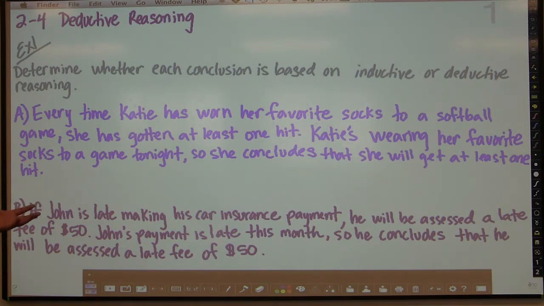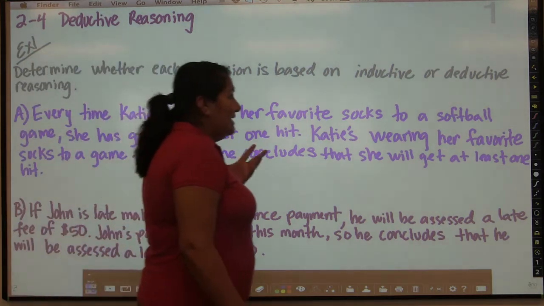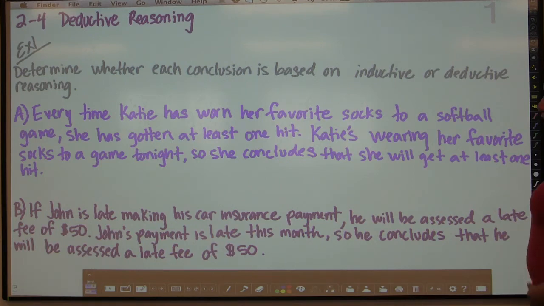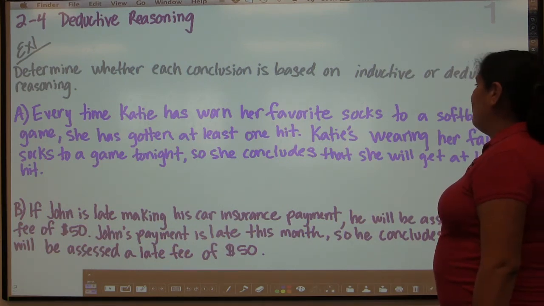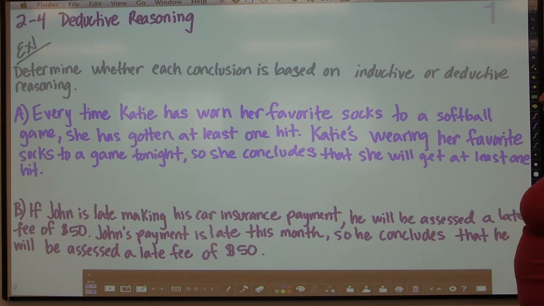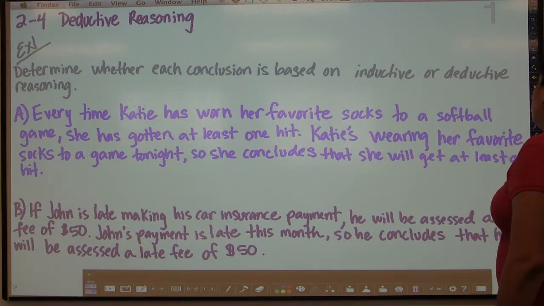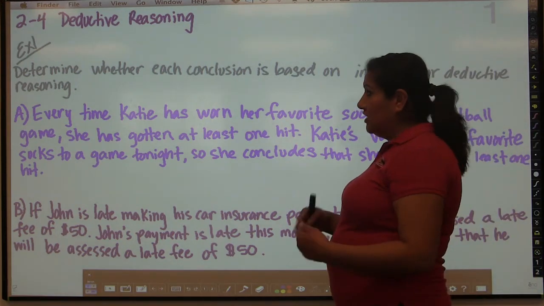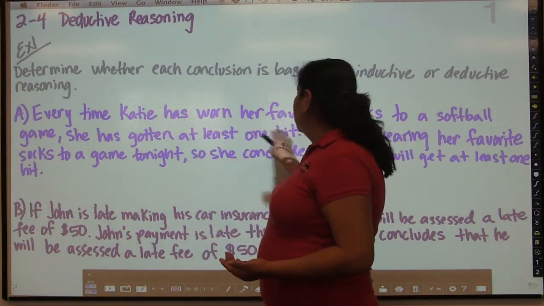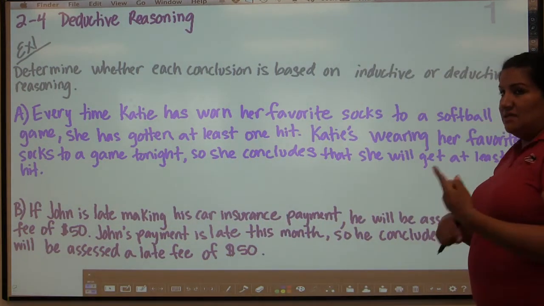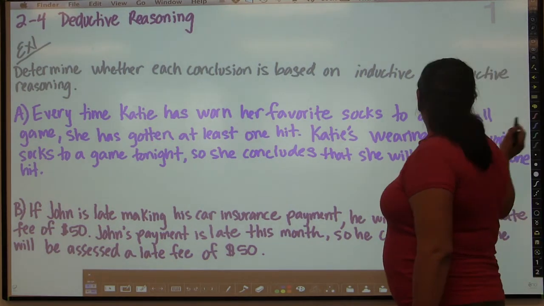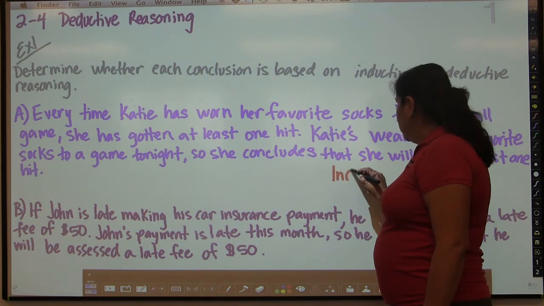So again, in inductive, we're looking for observations, patterns. In deductive, we're looking for facts and rules and things like that. So, A, every time Katie has worn her favorite socks to a softball game, she has gotten at least one hit. Katie's wearing her favorite socks to a game tonight, so she would conclude that she will get at least one hit. Now, because this is talking about patterns, observations, it says every time Katie has worn her favorite socks, so she's worn it several times. That's an observation, a pattern. Then for part A, we know that this conclusion is made off of inductive reasoning.